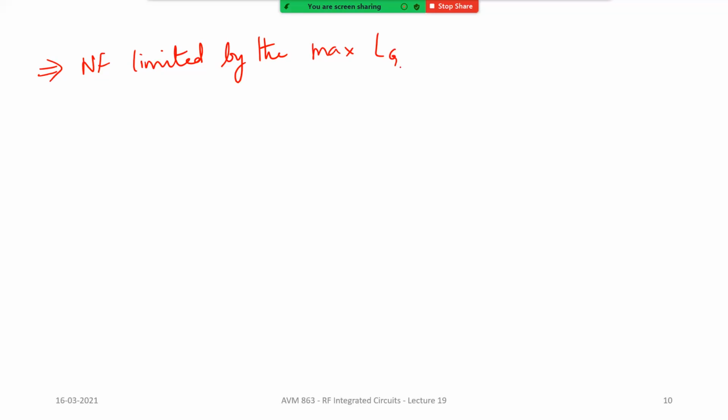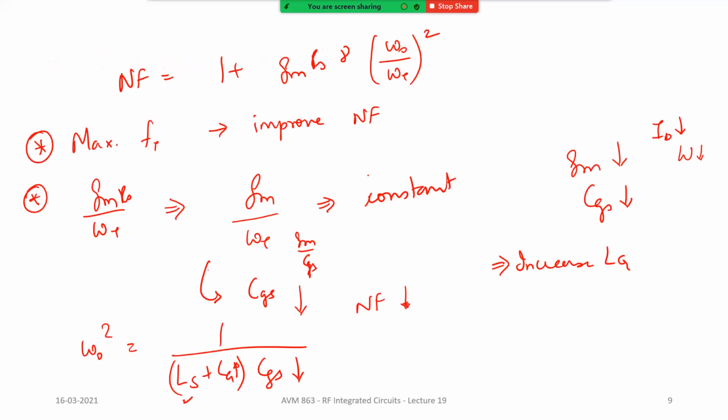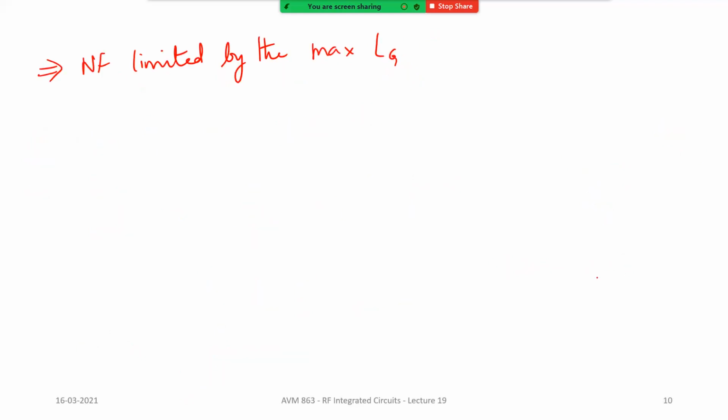Okay, and even if you look at the design procedure, you want to make sure you start off with a very high value of Lg so that you can reduce the dimension of your transistor. And by doing that you are even improving your noise figure. So this is what we learned from this one. You reduce CGS, you reduce noise figure, and if you reduce CGS, correspondingly you have to increase Lg. So the best thing is to maximize Lg as much as possible.